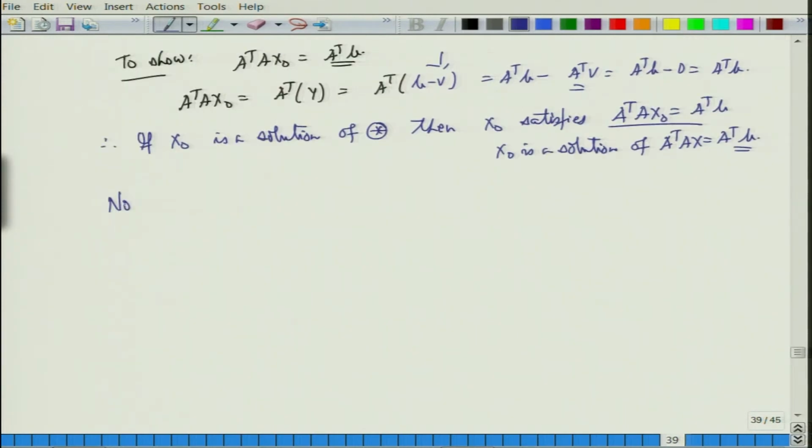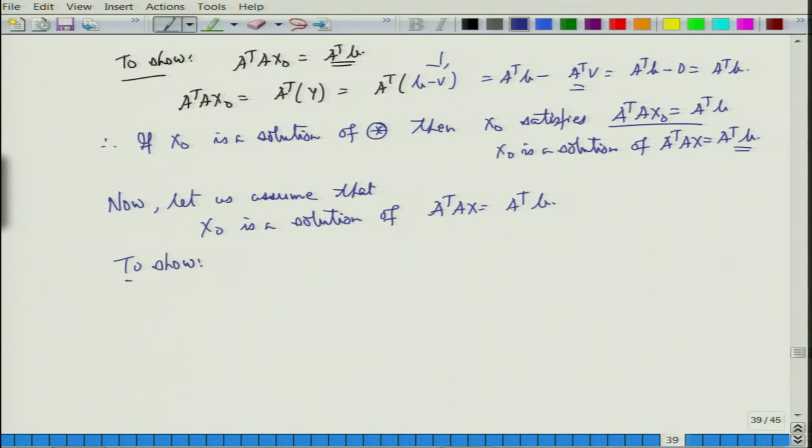Now, let us assume that x naught is a solution of A transpose Ax is equal to A transpose b. To show: norm of Ax naught minus b is equal to minimum over all x belonging to Rn of norm of Ax minus b. This is what I have to show. Fine. So, let us try that out.